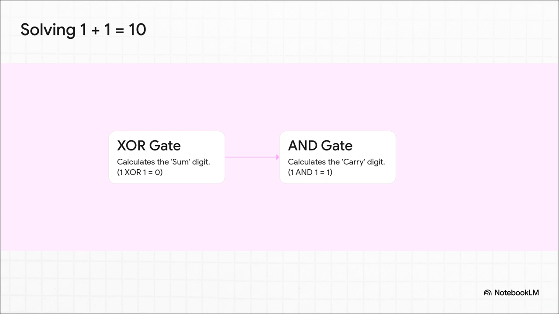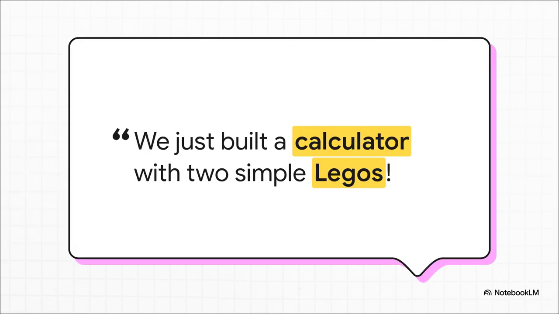So when we feed our 2 1s into it, 1 XOR 1 equals 0. Boom, that's our sum digit. And the other digit, the carry digit, that's just our old friend the AND gate. It takes the same 2 1s, and 1 AND 1 equals 1. And there you have it, a 1 and a 0. 10. Did you catch what just happened?